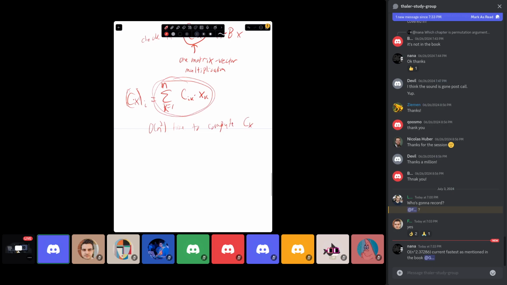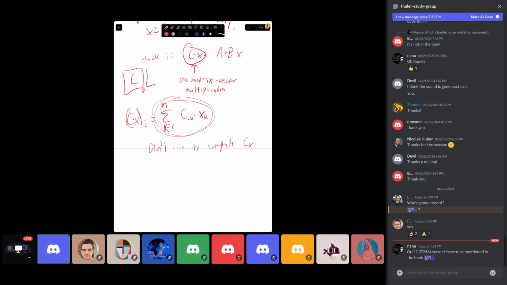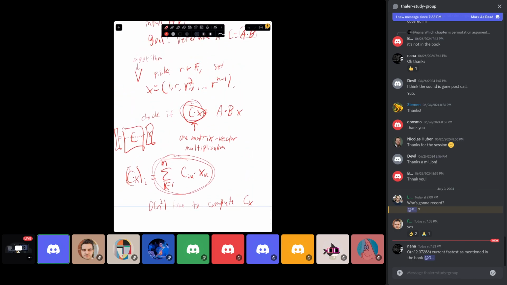Again, you have this matrix C and this vector X, and you want to compute their product. There are n entries of the output vector, and for each of those n entries, you're taking the inner product of some row of C and X. So that's n squared time total. Computing CX is one matrix vector multiplication, and you can compute A times BX by first computing B times X, let's call that Y, and then computing A times Y. So you can compute A times BX with two matrix vector multiplications.